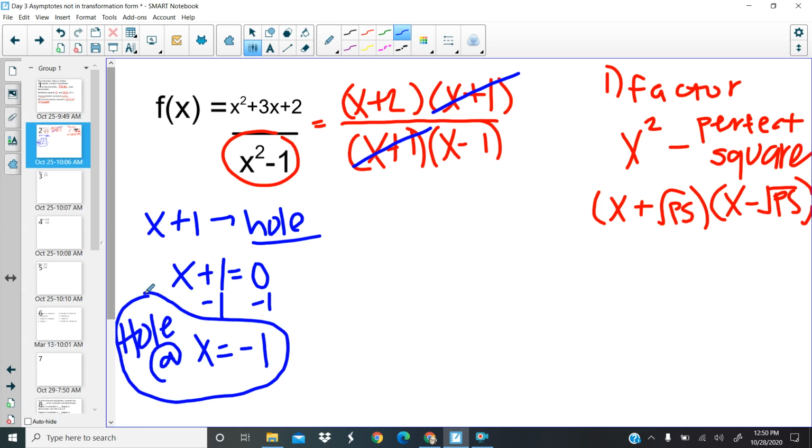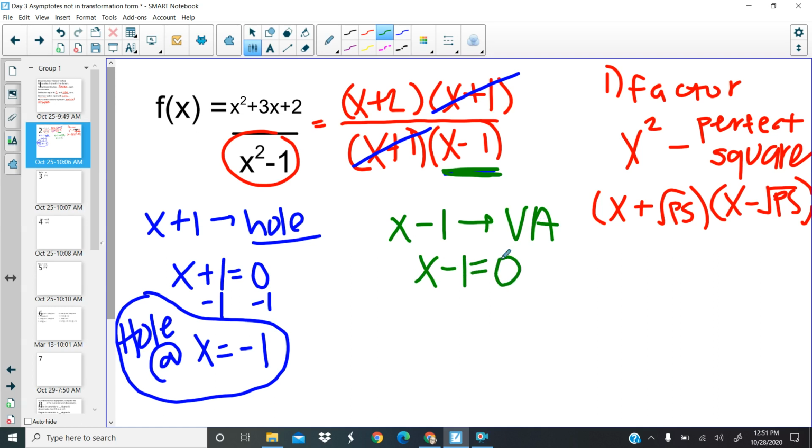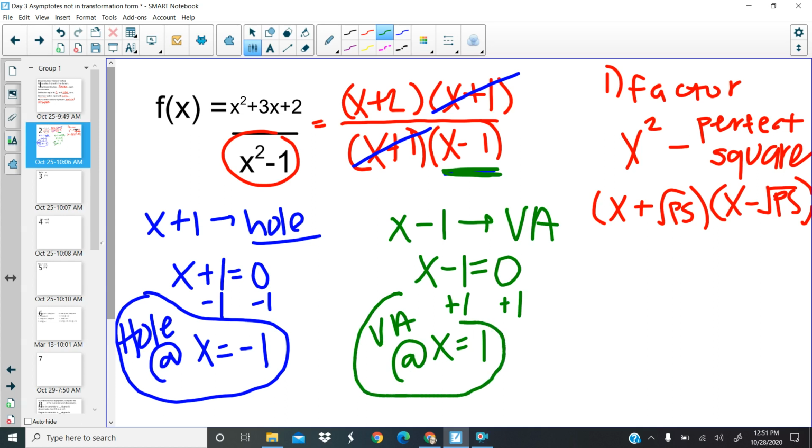And then the leftover factors in the denominator are going to lead to a vertical asymptote. So our x minus 1 is going to give us a vertical asymptote, and I'm just going to abbreviate that with VA. So we're going to set x minus 1 equal to 0, add 1 on both sides, and we would get x equals 1. And so that would be a vertical asymptote at x equals 1.